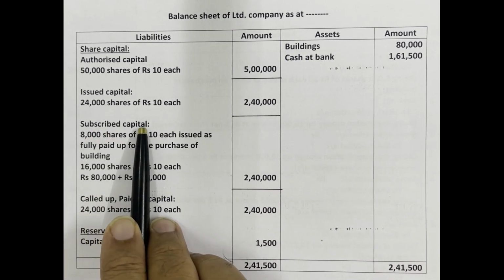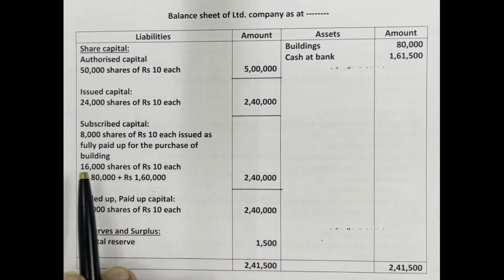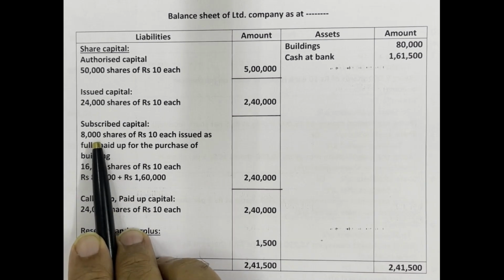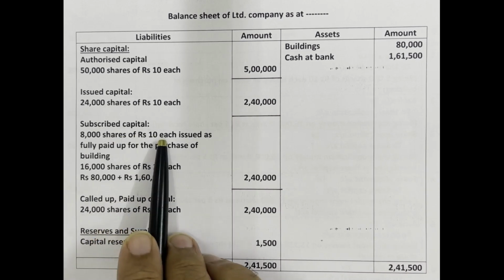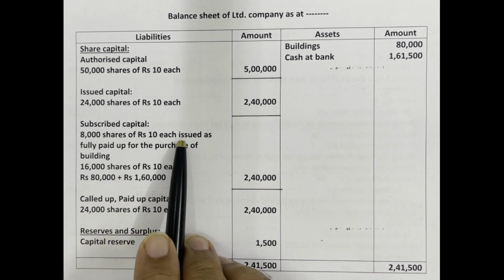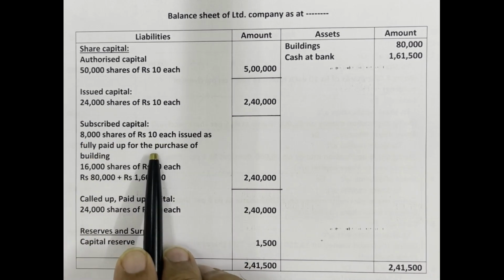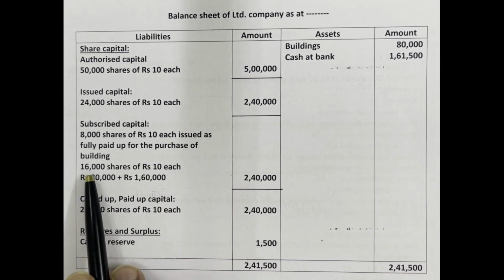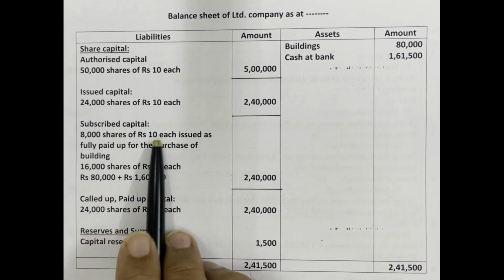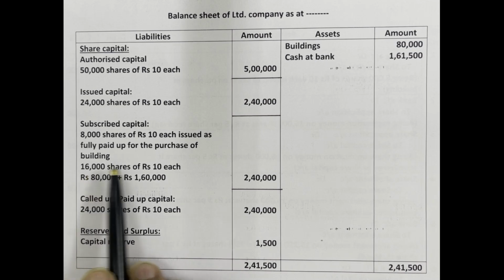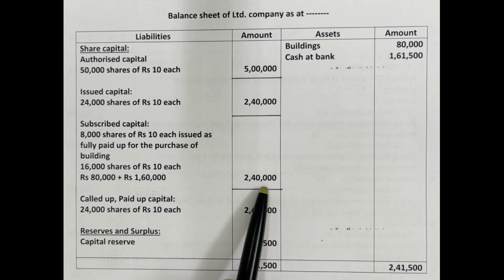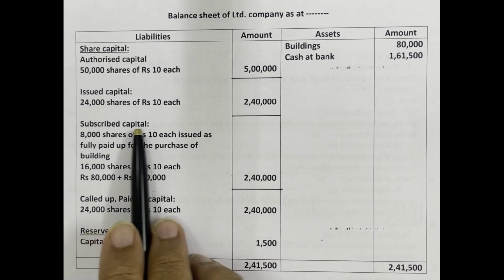Next, subscribed capital. In this 24,000, 16,000 shares are issued to public and 8,000 shares are issued to a seller who is selling building to the company. So show that clearly here. 8,000 shares of 10 rupees each issued as fully paid up for the purchase of building. Next, 16,000 shares of 10 rupees each. So 8,000 into 10, 80,000 rupees. 16,000 shares into 10 rupees, 1,60,000. 80,000 plus 1,60,000. In outer column, 2,40,000 is subscribed capital.